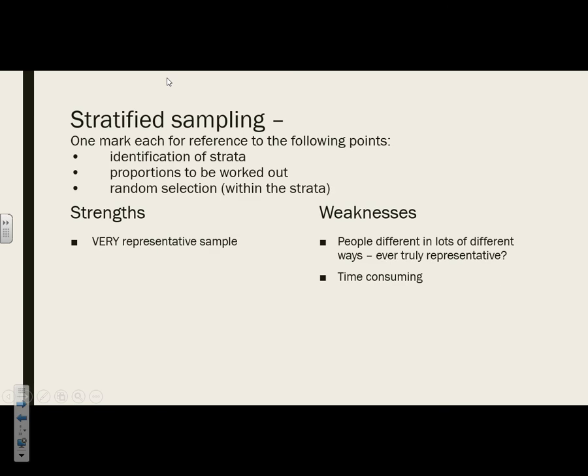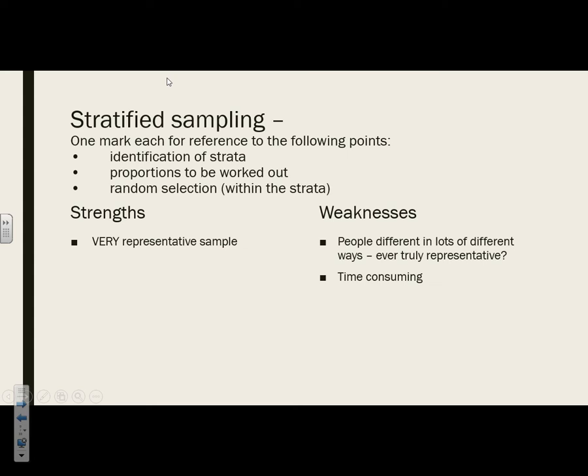Stratified, so you get 1 mark. This is taken from the mark scheme. You get 1 mark for mentioning each one of these. Identification of strata, so this is why it's called stratified. Strata just means every single group that people could fall into. So you identify how many men there are, you identify how many women there are percentage wise, you identify how many are between 0 and 5, how many between 6 and 10, and so on and so on. How many are teachers, how many have this profession, how many earn this much money.